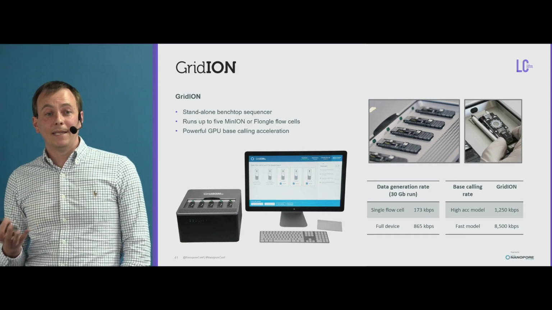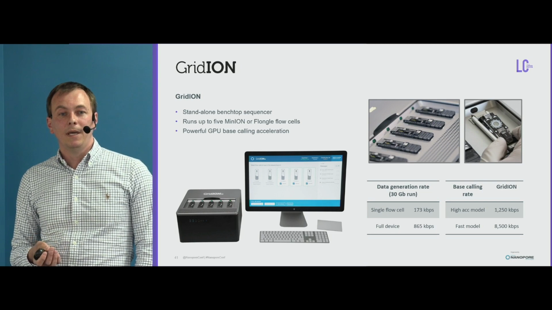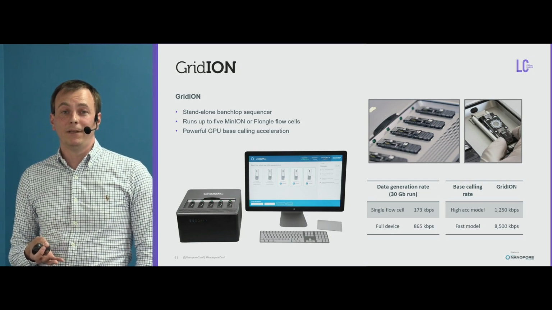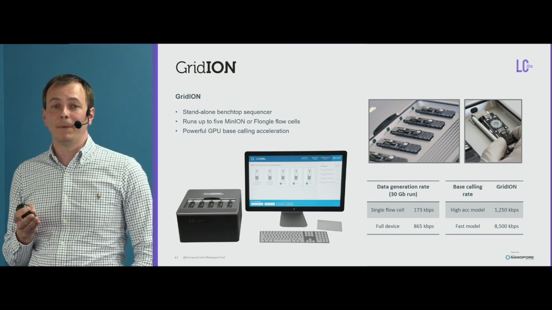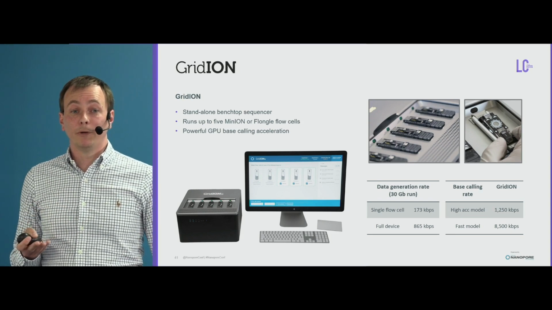GridION, again, standalone device. It can run up to 5 MinION or Flongle flow cells, and it has really powerful GPUs, and the GPUs in the GridION can keep up with the highest output flow cell on the most accurate models.